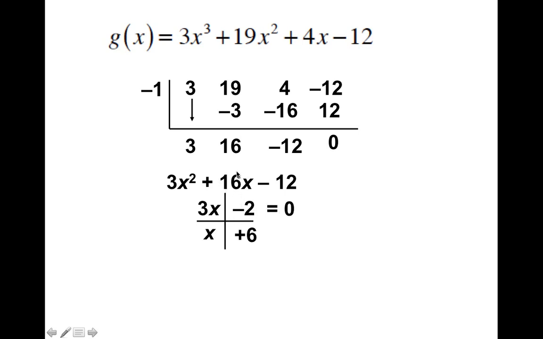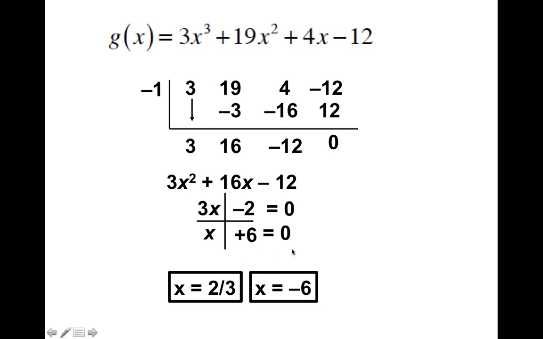So to solve, we're going to set each of these factors equal to 0. On the top row, we would add the 2 and divide by 3, getting positive 2/3. In the bottom row, we have to minus the 6 over, so we get -6. And don't forget the number we synthetically divided by, which was -1.